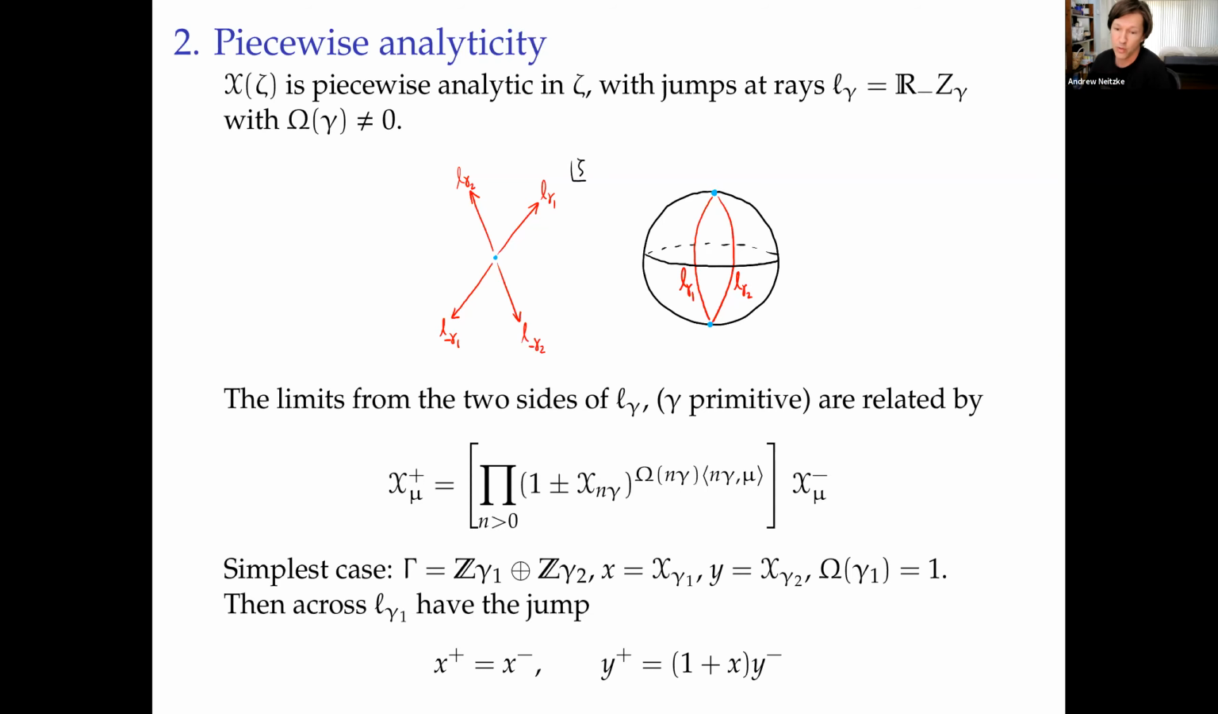Then the statement is that when we go across the ray L gamma 1, whose position is determined by this Z gamma 1, the function x will actually be holomorphic. It doesn't jump, so the limits from the 2 sides, x plus and x minus, are just equal. The y coordinate jumps, but it just jumps by multiplication by 1 plus x. So it's that kind of explicit algebraic transformation that you're talking about. Okay, and so part of this Riemann-Hilbert problem is we're looking for a collection of functions with these very specific jumps as you move around in the zeta plane.